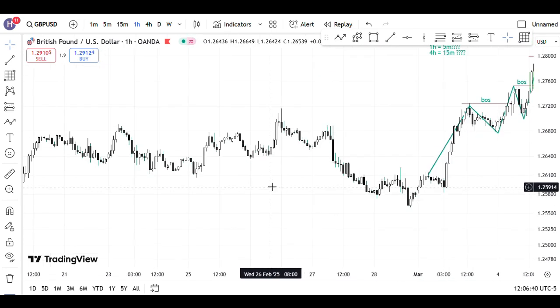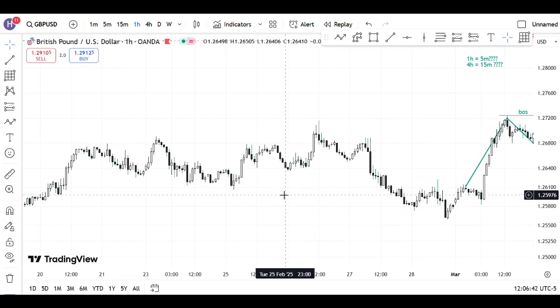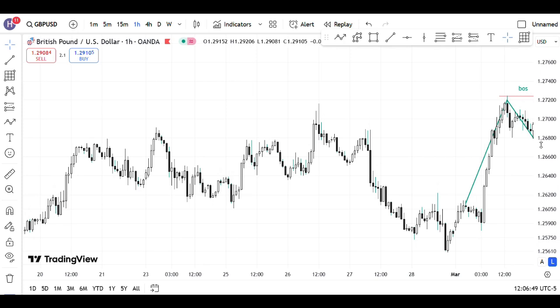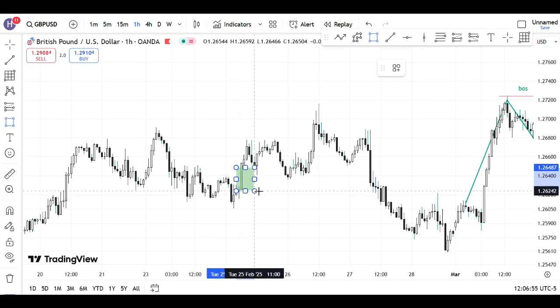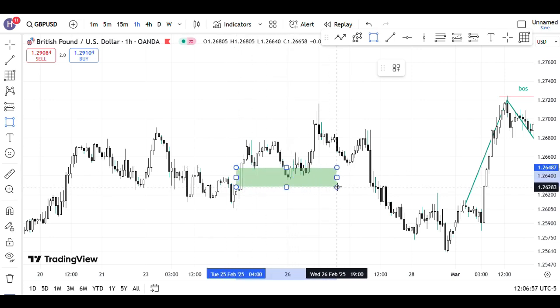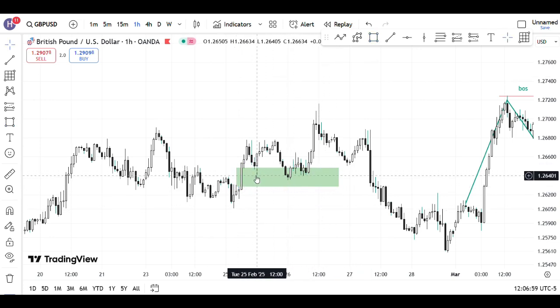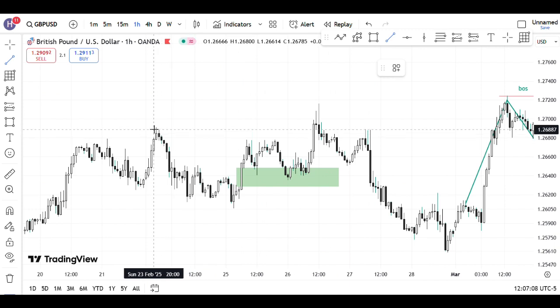Now I will get a good example for the fair value gap. You and myself will see where there is a proper FVG we can get. Okay, in this case, see, there's a nice FVG. Here we will mark the FVG, fair value gap, from here to here. So this is our FVG.